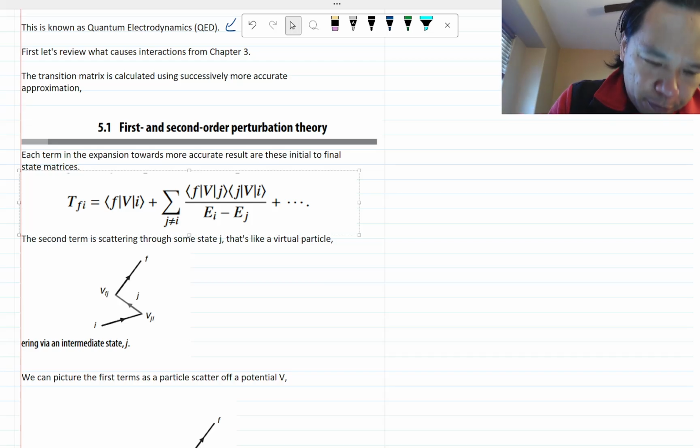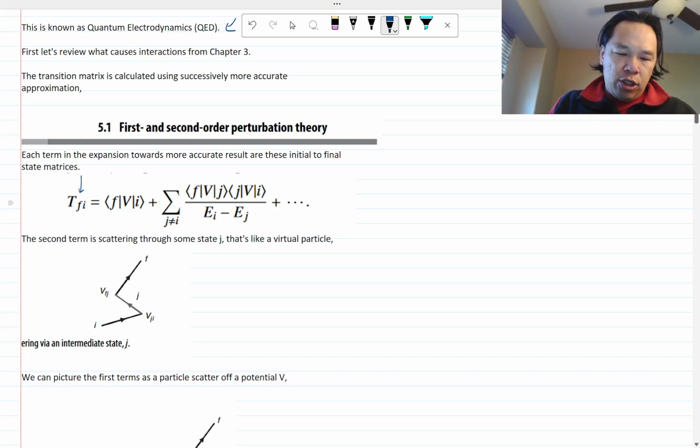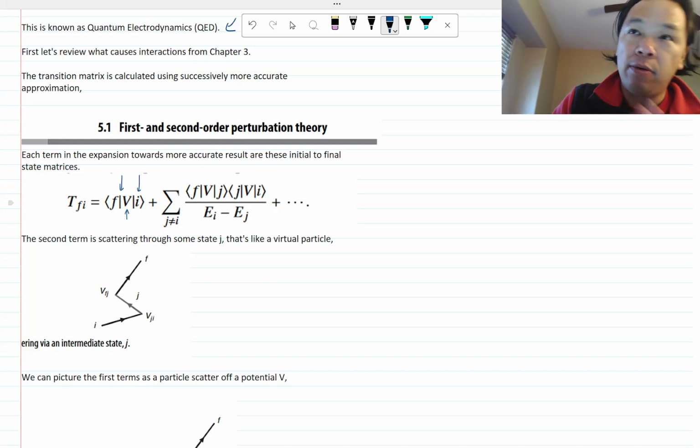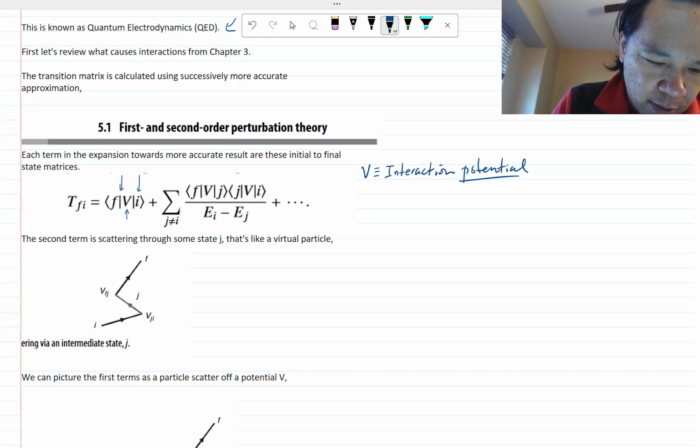So this T_FI, the transition matrix element, is these brackets of initial and final state, and V is what's known as the interaction potential. Let's write that down. It's the interaction potential, and we'll give a classical version of this as an example. But this is only the first order right here. The reason it's first order is that there's only one V involved.